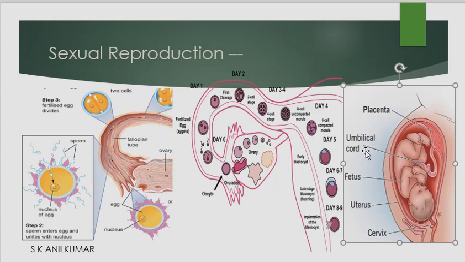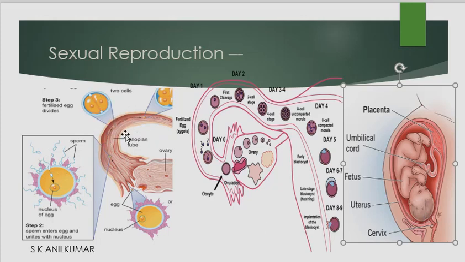Fetus. This is your navel button, navy button, right? This is the fetus. The uterus is the whole portion. The cervix is the narrow portion of the uterus. So, the male and female sex cells.